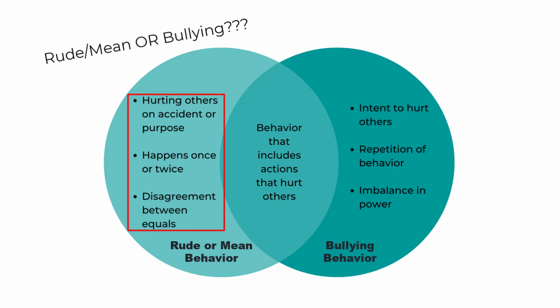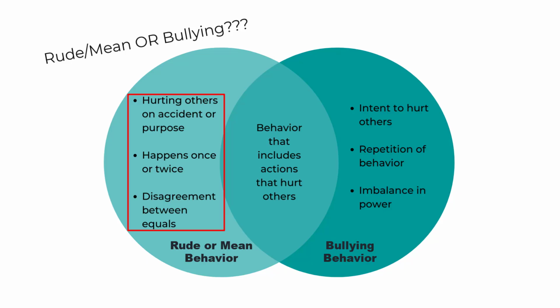On the left, we can see that rude or mean behavior happens on accident or on purpose. However, there is not ongoing systematic intent to hurt others, with behaviors considered as rude or mean happening only once or twice. Additionally, when there is disagreement between equals which involves rude or mean behavior, this would not be considered bullying behavior.